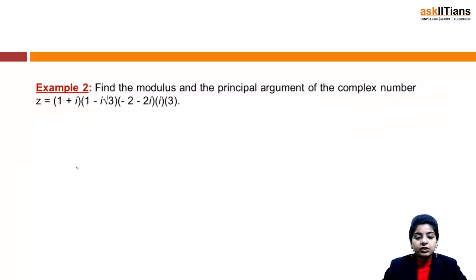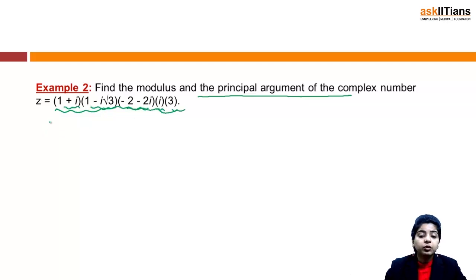The next question that we have is, find the modulus and principal argument of the complex number z equal to 1 plus i, 1 minus root 3i, minus 2 minus 2i, i 3. So you are required to find the modulus and principal argument of this number, which is a product of these complex numbers. We have 5 complex numbers, right?